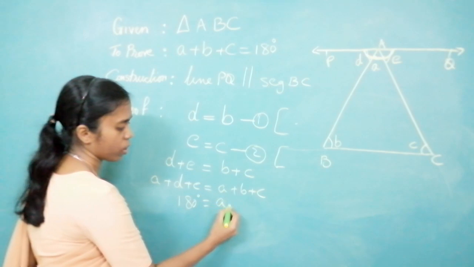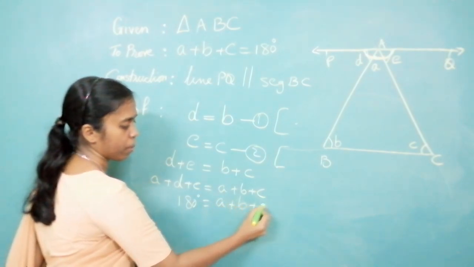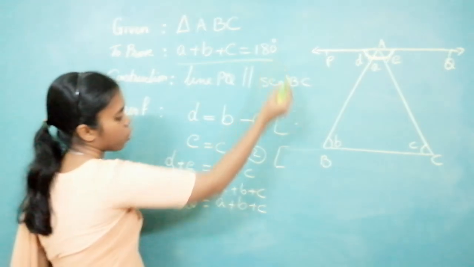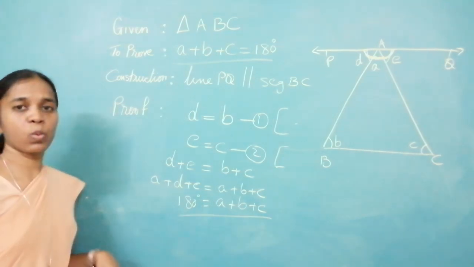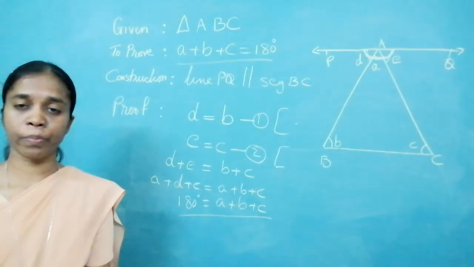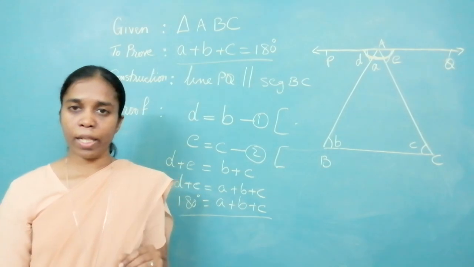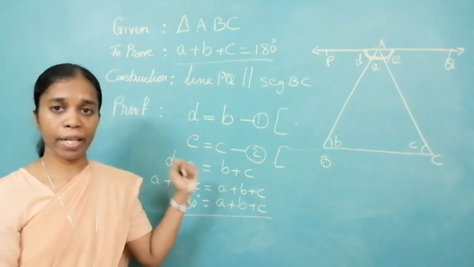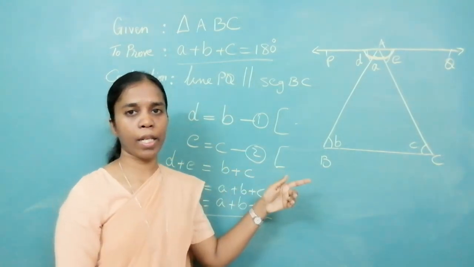That is equal to what is on my right hand side? A plus B plus C. That is what I have to show. A plus B plus C is equal to 180 degree. So I have proved it. We are using the properties of parallel line. We are given only a triangle. So we are constructing a line parallel.